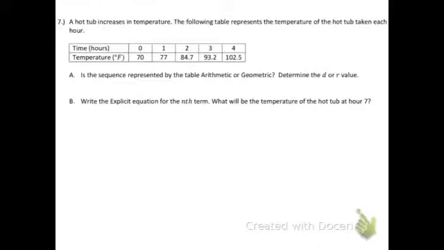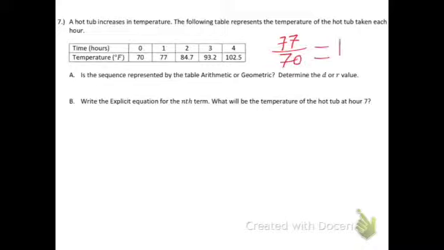Alright, moving on to number 7. It's already got this beautiful table filled out for you. And it's kind of looking like it's not just adding 7 every time, maybe getting a little bit more. So it's probably got some sort of percent increase. And if you want to know what to multiply by every time, you take 2 consecutive terms, do the second one, divide by the first, and you'll have your common ratio here.